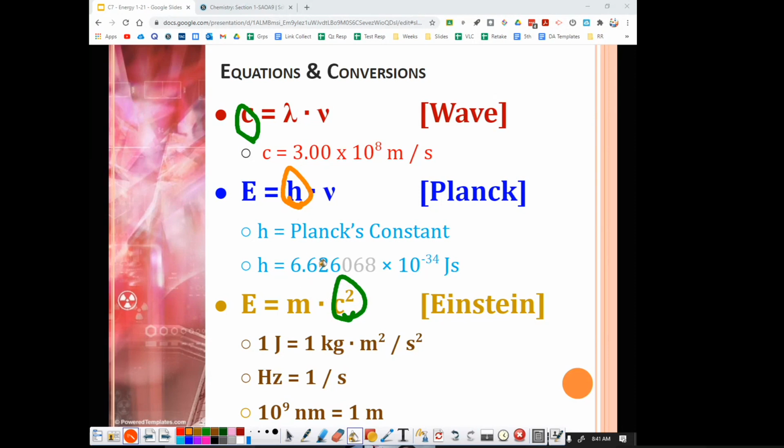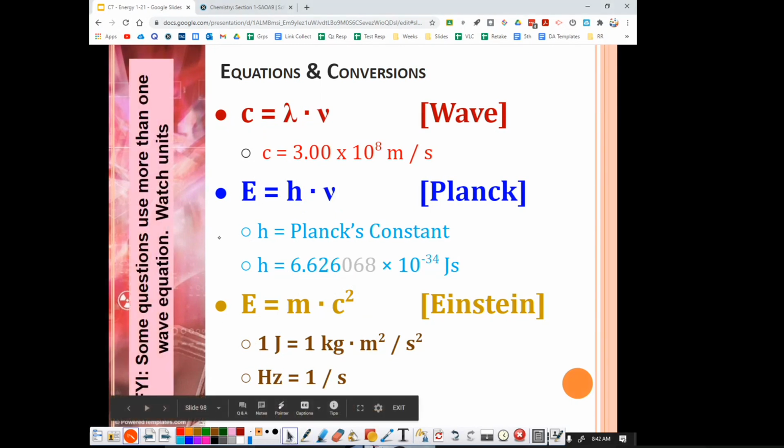Planck's constant is 6.626 times 10 to the negative 34th power joule seconds, and that is your H. So these three things are constant and they do not change. As such, if one variable changes, then it will help tell you how the other variable changes. So if you have wavelength, you can use that to get frequency. If you have frequency, you can use that to get energy. If you have energy, you can use that to get mass, and the reverse. So these equations are all pretty darn helpful and easy by themselves.